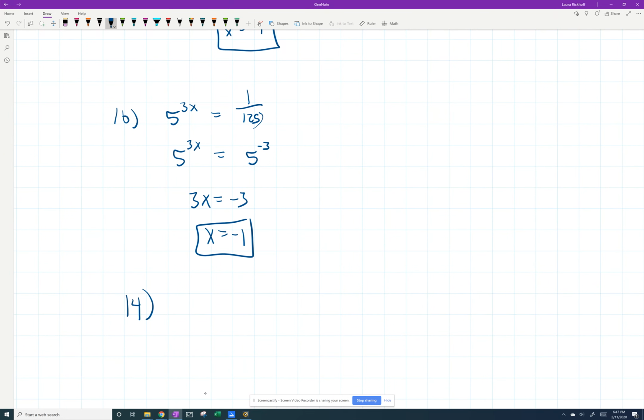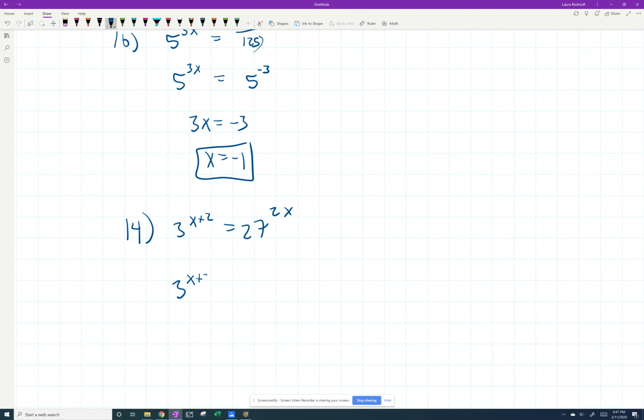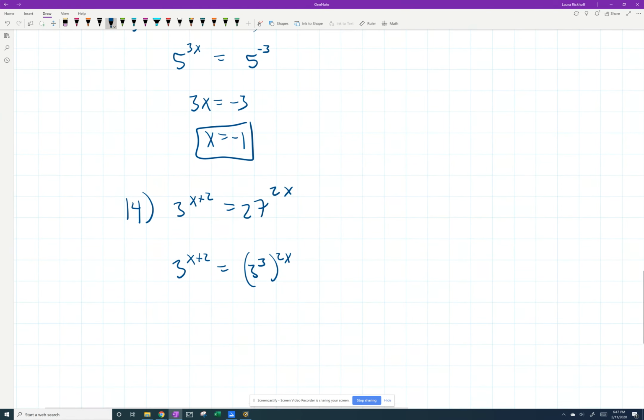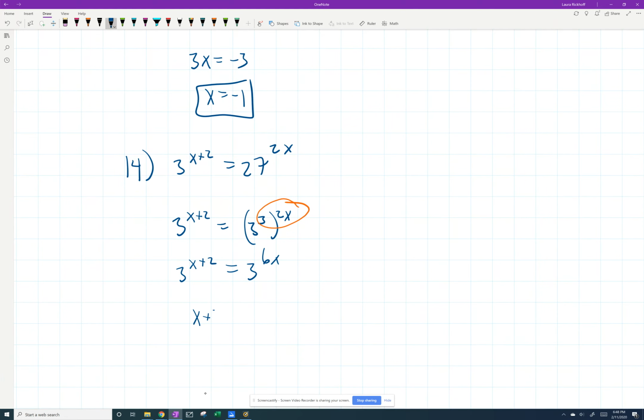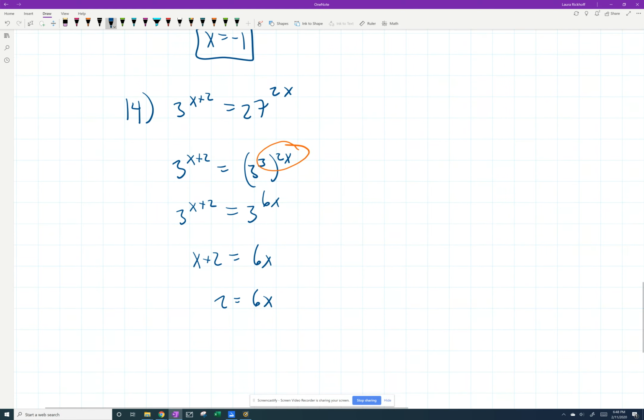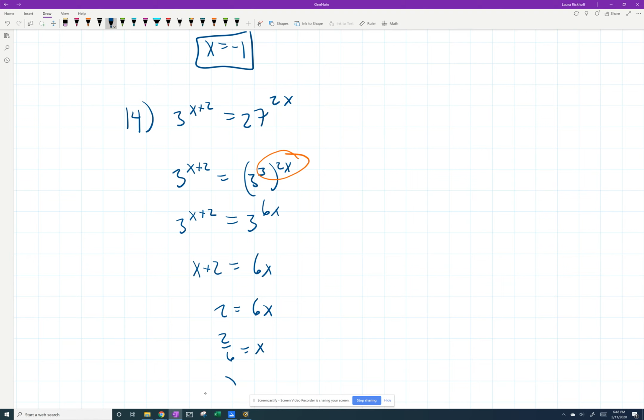Sometimes we have to be a little bit careful to distribute. So 27 is 3 to the third. So if that's to the 2x, if you've got powers to powers, you can multiply those powers. So that's 3 to the 6x. And then if the bases are the same, the powers are the same, and then you just solve that.